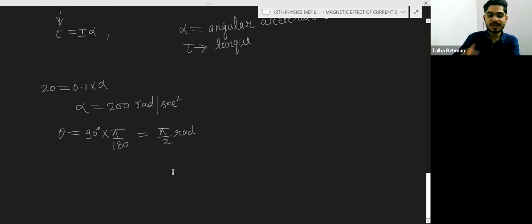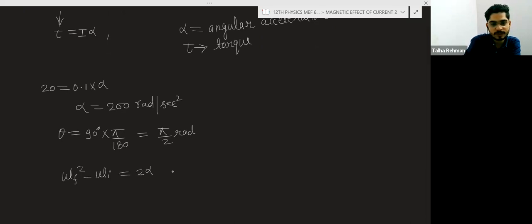So we have the equation of motion: omega final square minus omega initial square is equal to 2 alpha theta. What is omega? Omega is the angular velocity. Like in linear motion, we have the linear velocity. In angular motion, we have the angular velocity, and angular velocity is represented by omega.